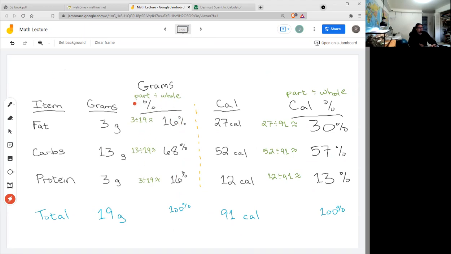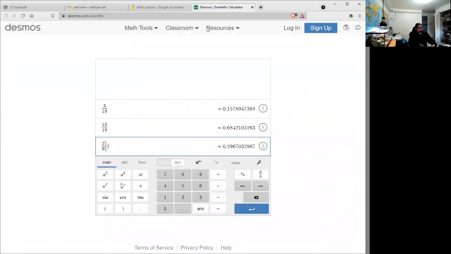So after I've recopied things just to make some space on the page, then I want to find the percentages. So we're doing part divided by whole, just like we did with yesterday's study session. Look at that brief video if you want. And so the whole is 19 for the grams. So we take each of these and divide by 19. We get a decimal amount. Right? So I'm going to round my decimal.